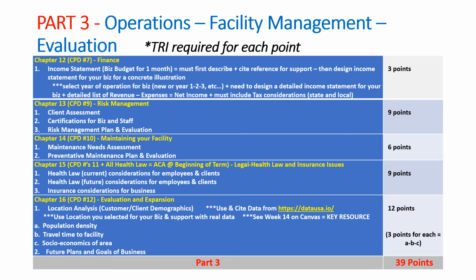Next one then is chapter 13, risk management. You can see you've got 3 areas there to do TRI, so client assessment, certifications, and then risk management plan and evaluation, so 9 points. We've got chapter 14 then, which is CPD number 10, maintaining your facility. 2 components there, doing a needs assessment, give me TRI for that, and then give me a preventative maintenance plan and evaluation plan. That's another 3 points TRI.